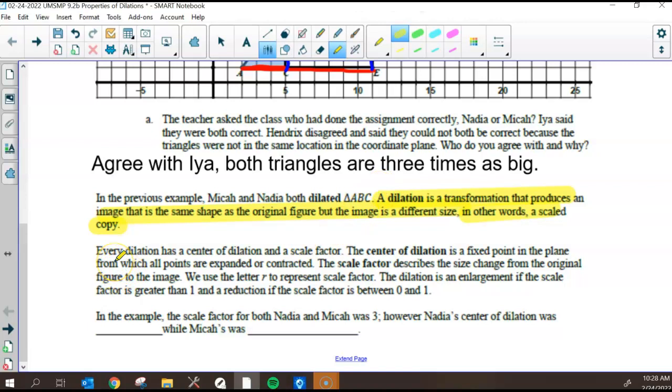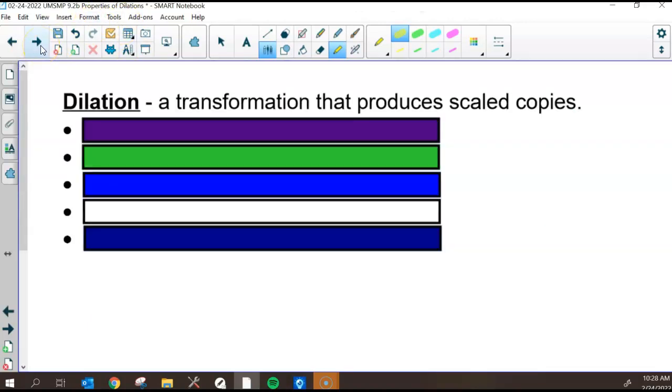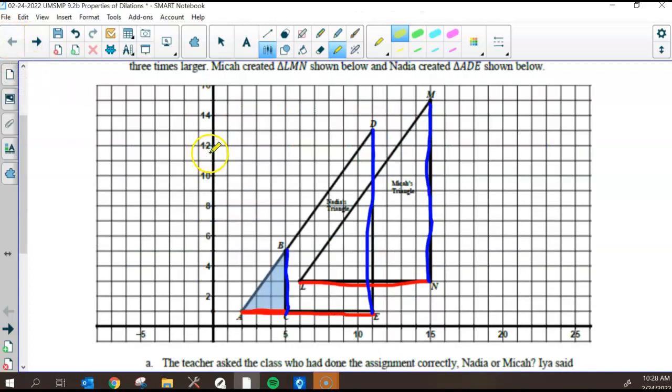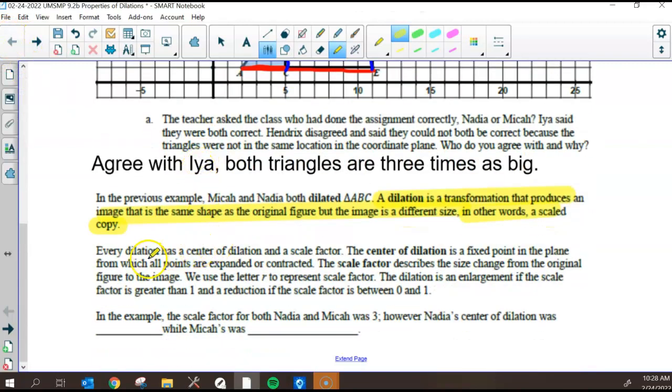What we need to remember is, you might remember this screen where we had different things that we revealed, different properties that we revealed, and we're going to go over that in a second. But one of those things that we revealed is every dilation has a center of dilation and a scale factor. The center of dilation is a fixed point in the plane from which all the points are expanded or contracted.